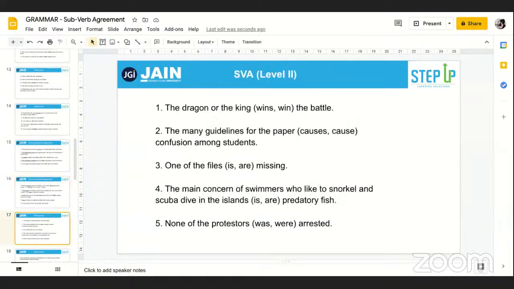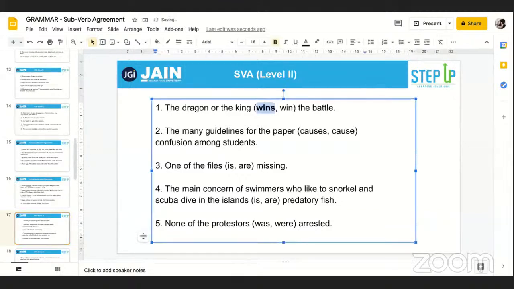Shall we do a few more questions? Okay, let's do 20 questions. First one: the dragon or the king wins? Wins the battle. Number two: causes. Many guidelines cause. It's "cause," because many guidelines is plural. Be very careful. Number three: one of the fields is the main concern. Is, because one is the subject.